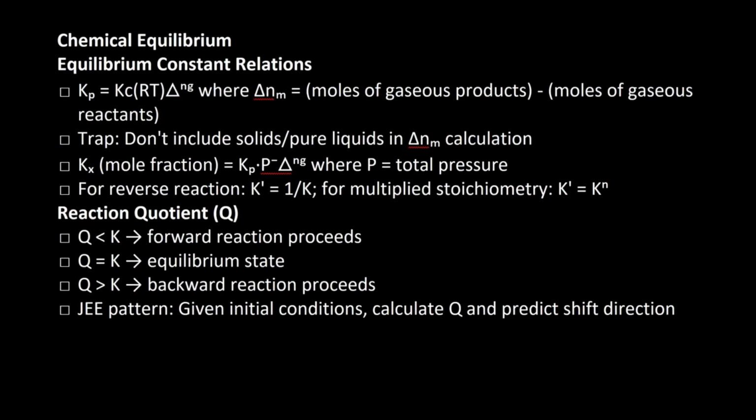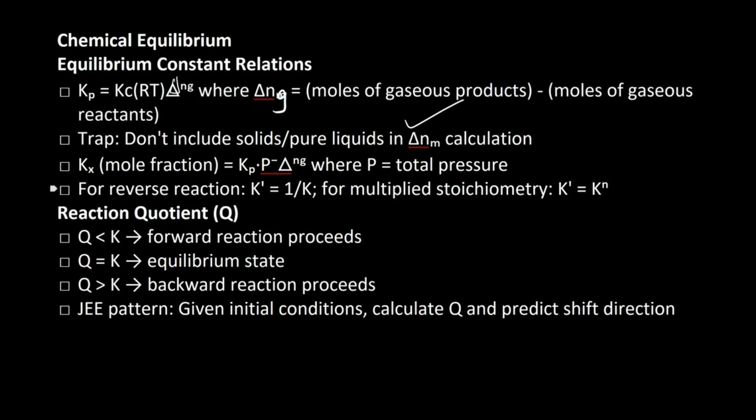Then we are moving on to chemical equilibrium. Chemical equilibrium is a very simple and important chapter, I would say, because this gives you free marks. There are very few equations or formulas in this chapter. Kp is equal to Kc into (RT) to the power delta ng. So that relation can be asked. And here you should not include any liquids or solids, because in the formula delta ng is for gases only. So you should not include solids or liquids.